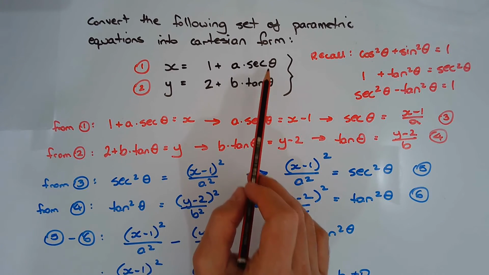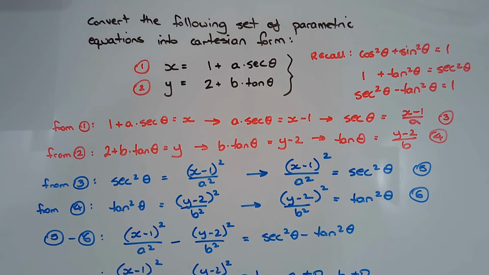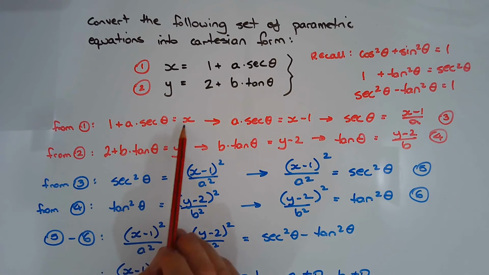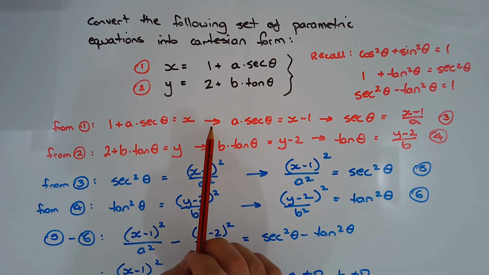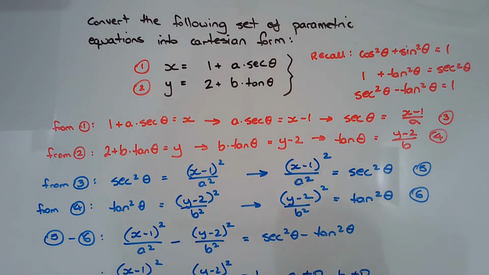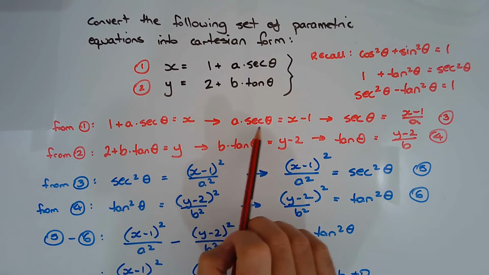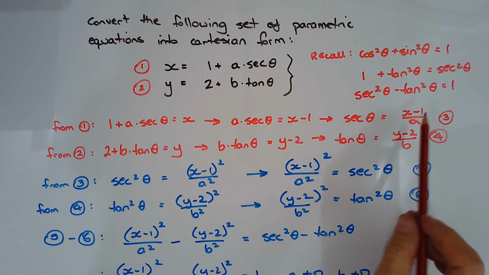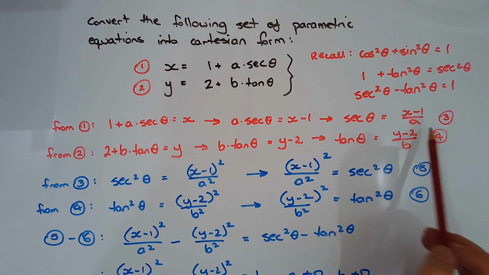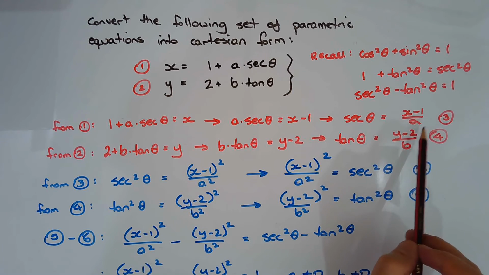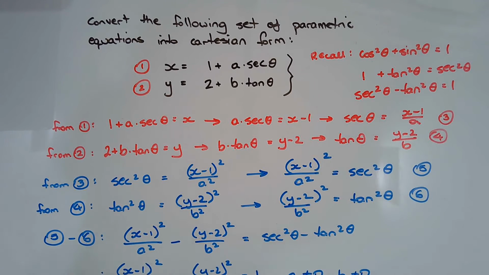So somehow we need to modify or rearrange equations 1 and 2 so that we end up with sec squared theta and tan squared theta being the subjects of their respective formulas. From equation number 1, we have 1 plus a sec theta equals x. I've just swapped both sides around there. Just to save a bit of space, I've written the solution across as well as down. So a sec theta equals x minus 1, subtracting 1 from both sides. And finally, dividing both sides by a, and of course a cannot equal 0, we end up with sec theta equals x minus 1 over a. Let's call that equation number 3.